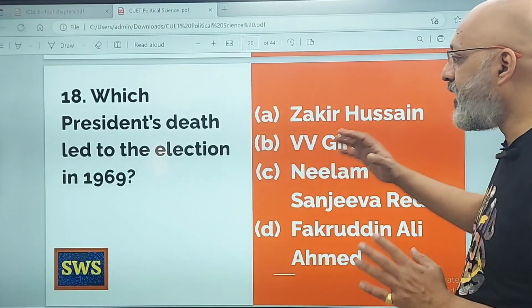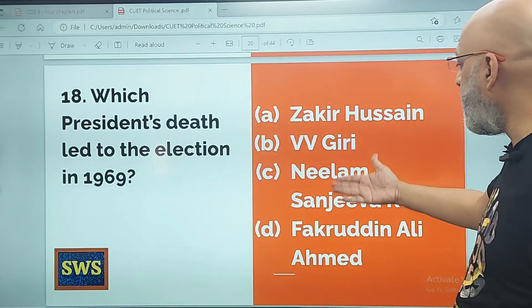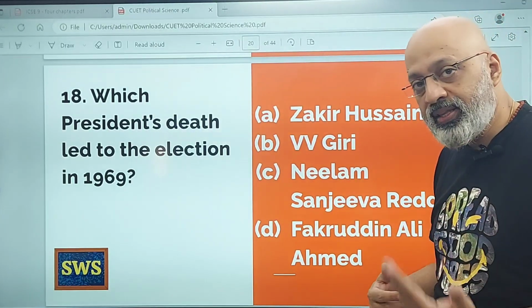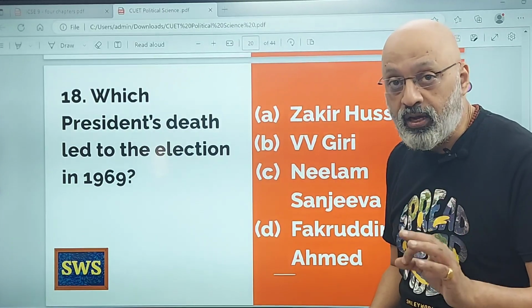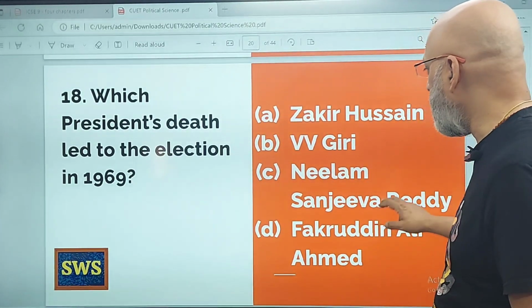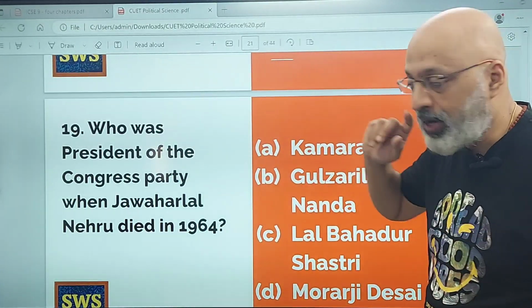Which president's death led to the election in 1969? Zakir Hussain, B.V. Giri, Neelam Sanjeeva Reddy, or Fakhruddin Ali Ahmad? These two became presidents only in the 1970s. Okay, so the correct answer is A, Zakir Hussain, the third president of India after Rajendra Prasad and S. Radhakrishnan. Who was president of India at that time? B.V. Giri was the vice president.